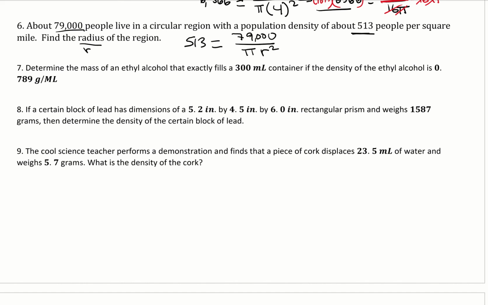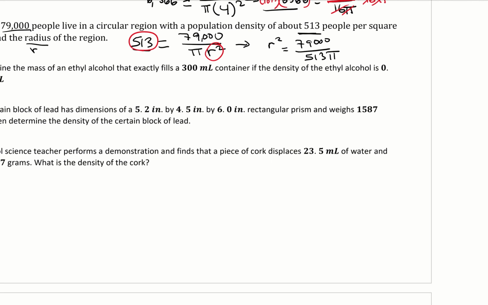What we're going to do is swap these two. We swap this and that, and that's called the Lynch swap. That's what we call it. And so we swap those, and we get r squared equals 79,000 over 513 pi. Now we can take the square root to get rid of the squared, and that'll give us r. So r is the square root of 79,000 over 513 pi. Make sure you put this in parentheses. I'll leave it to you to calculate that radius.